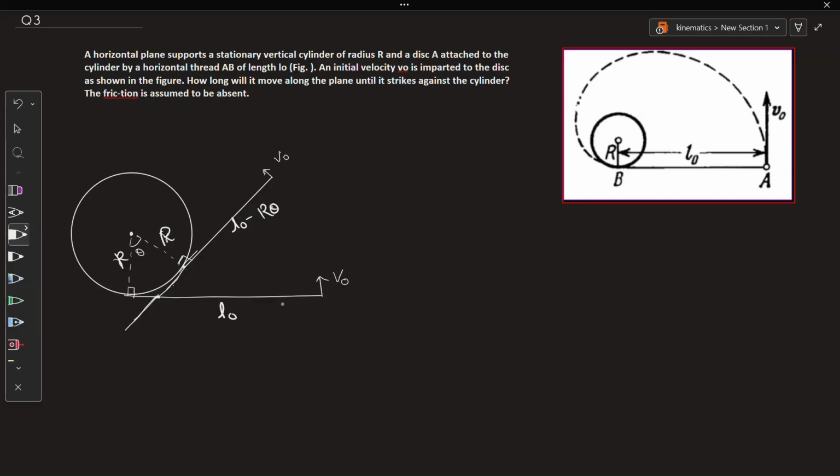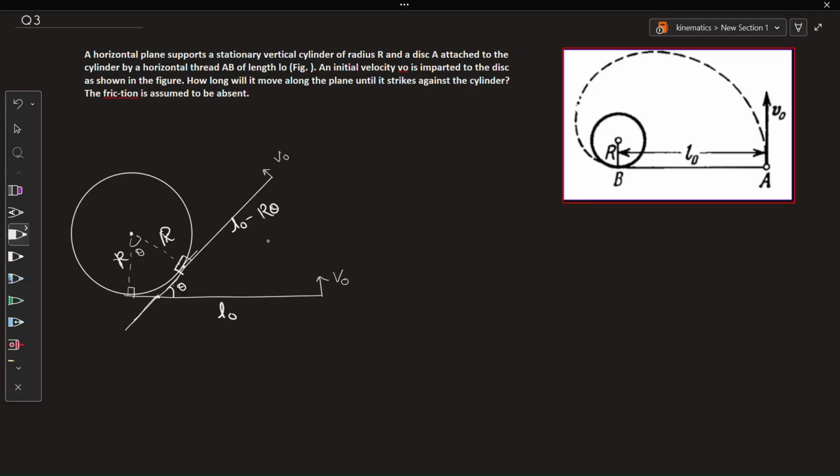Now, since this is perpendicular, this will also be perpendicular. This is perpendicular because these are tangents. Always the string would be tangential to the radius. Correct. So this is 90 and this is also 90. This is 90. Now this forms a quadrilateral, right? So these two are 90 and this is theta. So this is supposed to be 180 minus theta. And what about this? This would be theta.